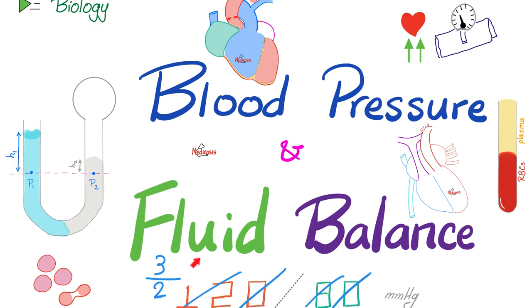This just means that your systolic blood pressure is 120 millimeters of mercury and your diastolic blood pressure is 80 millimeters of mercury. Where did you measure them? In big arteries during systole versus during diastole. With that said, now let's get started.